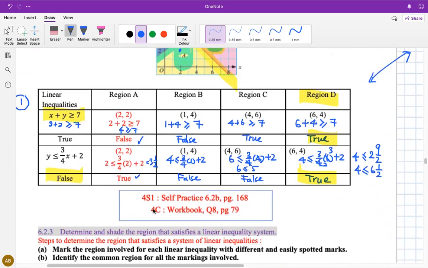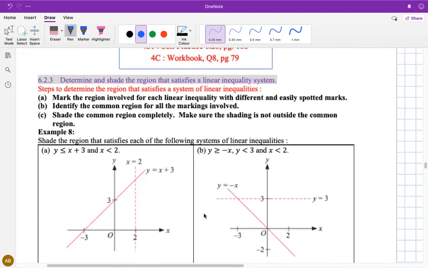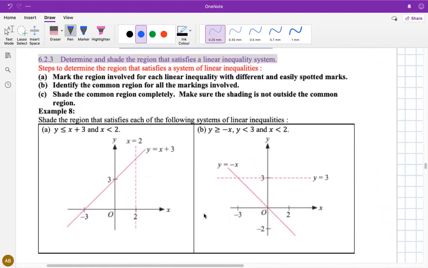So please do exercise 4C in the workbook. Okay, the next one. Steps to determine the region that satisfies a system of linear inequalities. So here the book method is to mark the region involved in each area with different or easily spotted marks.